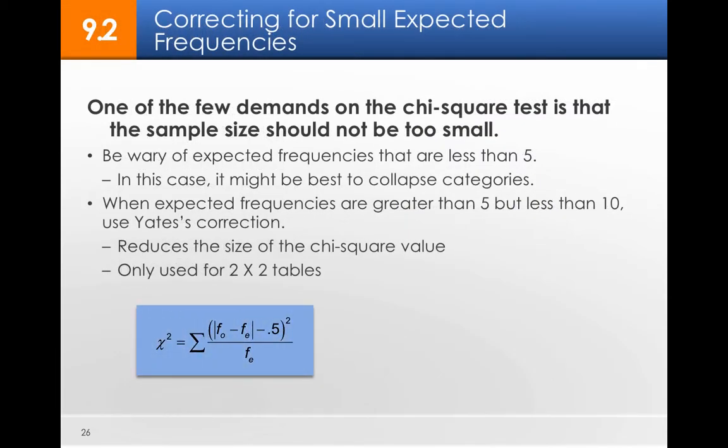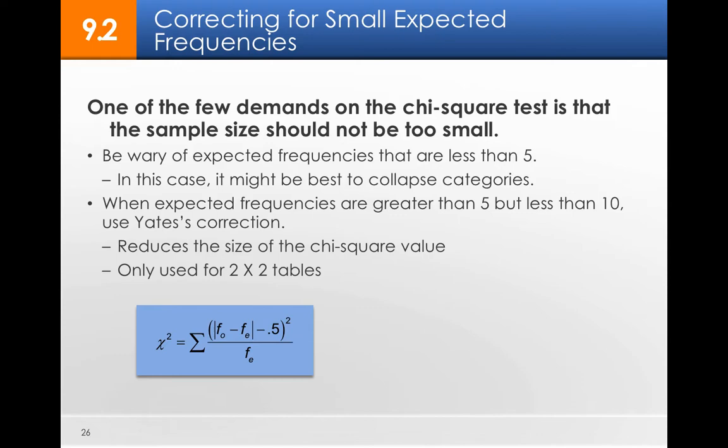One of the few demands on the chi-square test, though, is that the sample size should not be too small. So we want to be wary of any expected frequencies that are less than 5. If that's the case, we need to collapse our categories. We might collapse race into white, non-white, as opposed to white, black, Asian, etc.